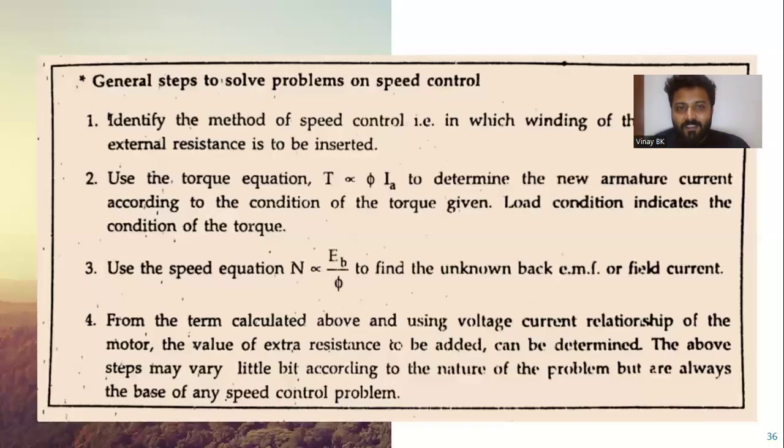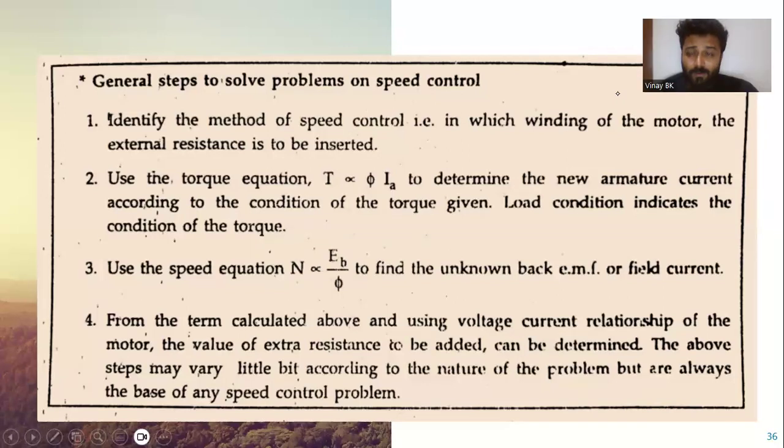Coming back to the problem. Whenever solving a problem on speed control methods, you need to follow these steps. The first step is to identify the method of speed control, that is, in which winding of the motor the external rheostat is connected. If the rheostat is connected in series with the shunt field winding, then it is the flux control method. If the rheostat is connected in series with the armature, then you can call that the armature voltage control method. You have to identify which type of speed control it is.